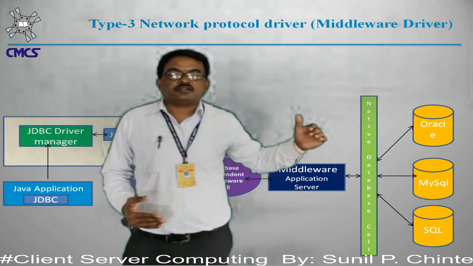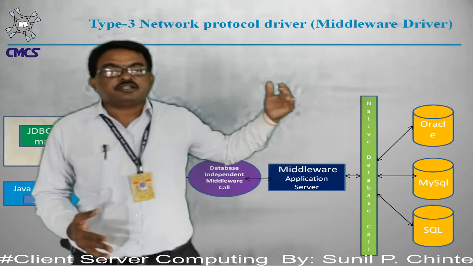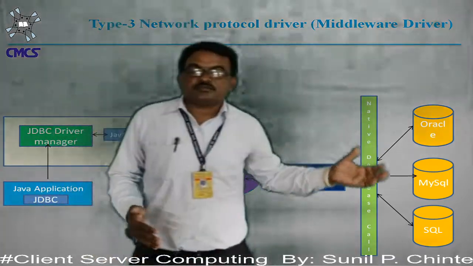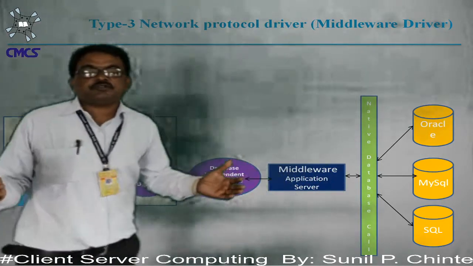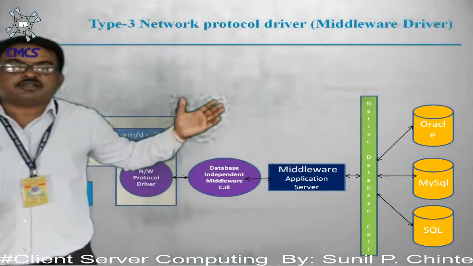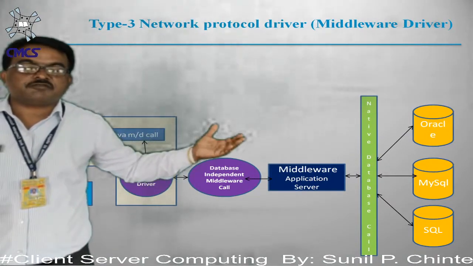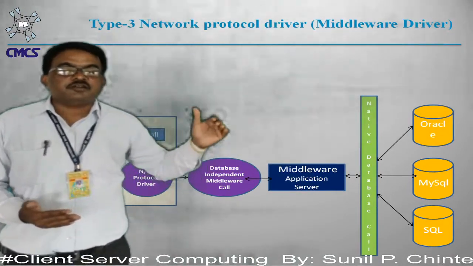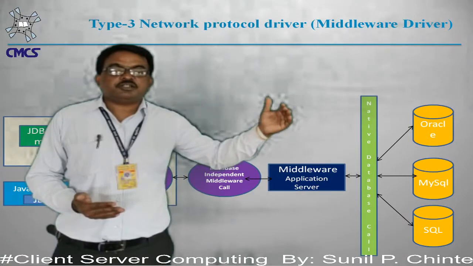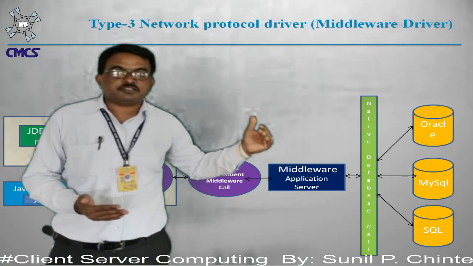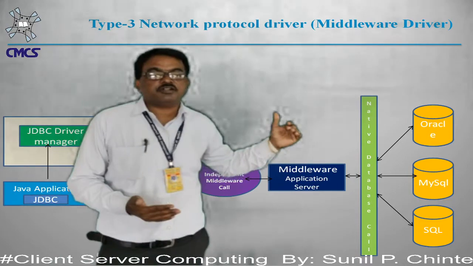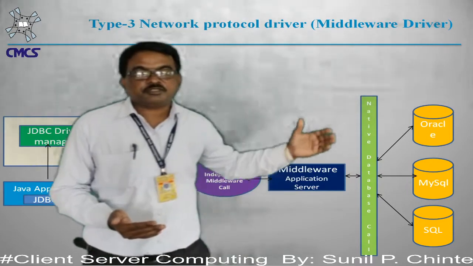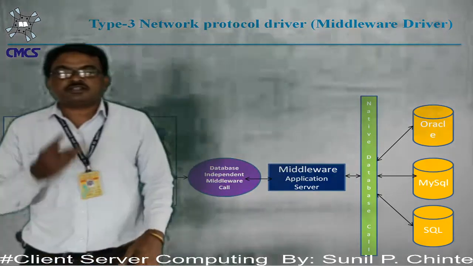forward or convert this call into the data specific or native data specific calls. Means JDBC calls are converted into data independent calls. Who does that? That is called the network protocol driver, and this call will be forwarded and given to the middleware, that is called the middleware application server. Now this middleware application server will convert this call into data specific or native data specific calls. That is called the type 3 driver.